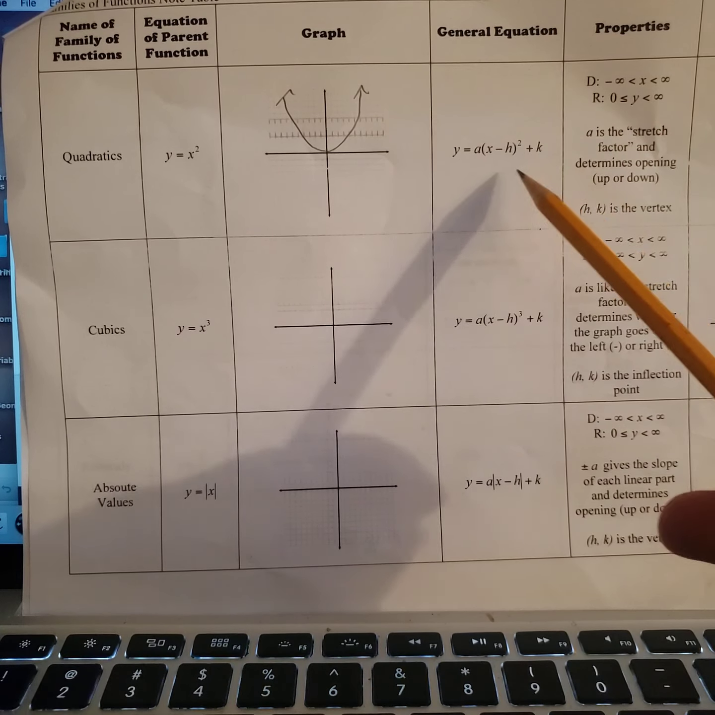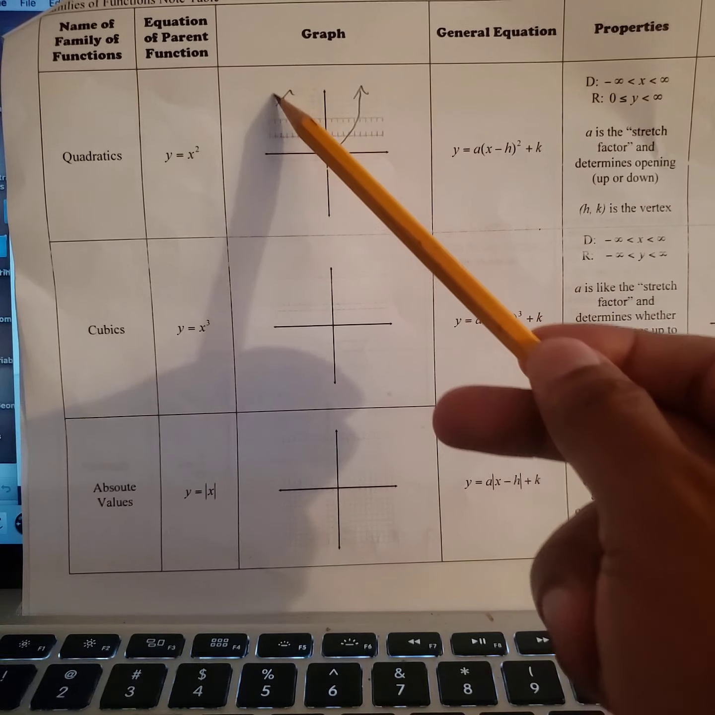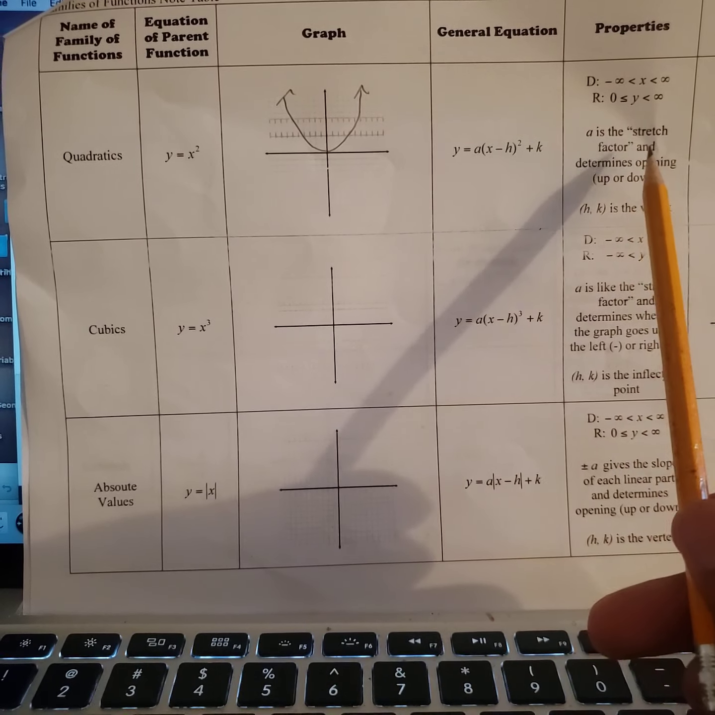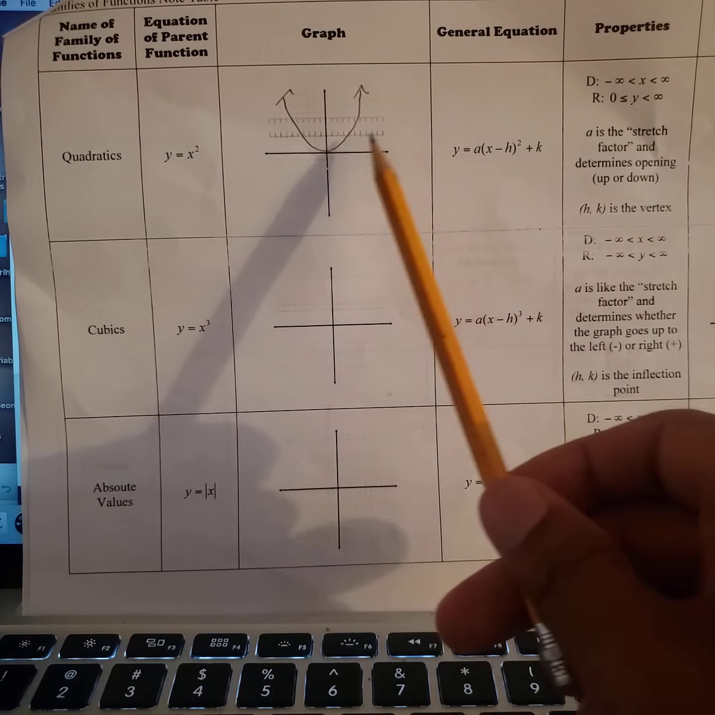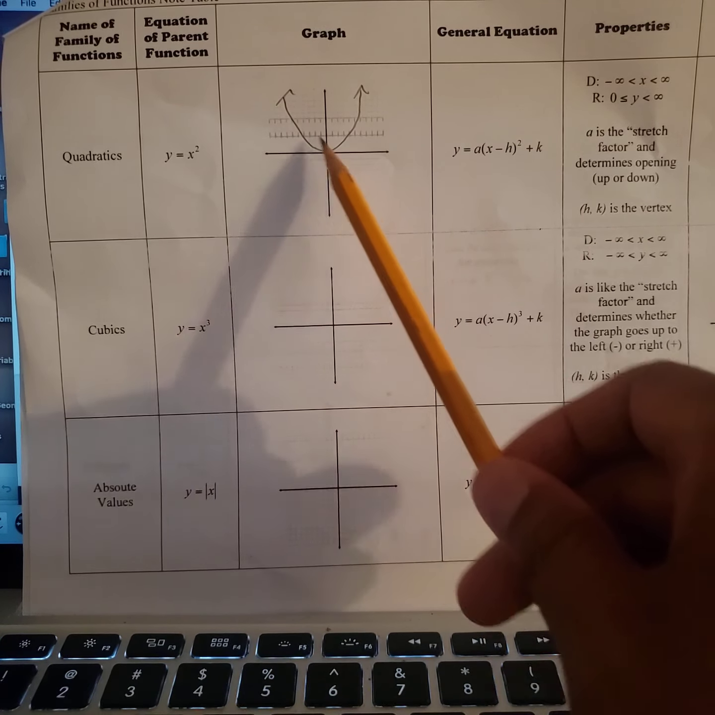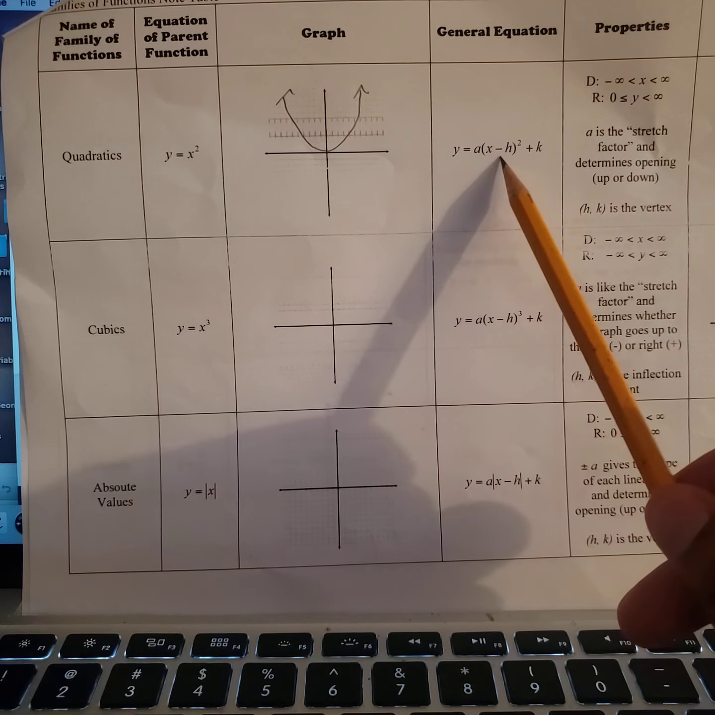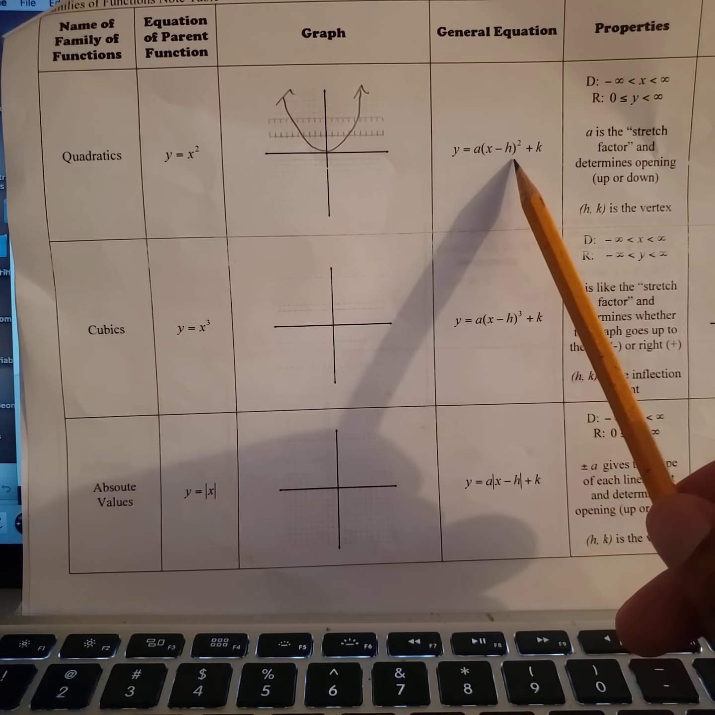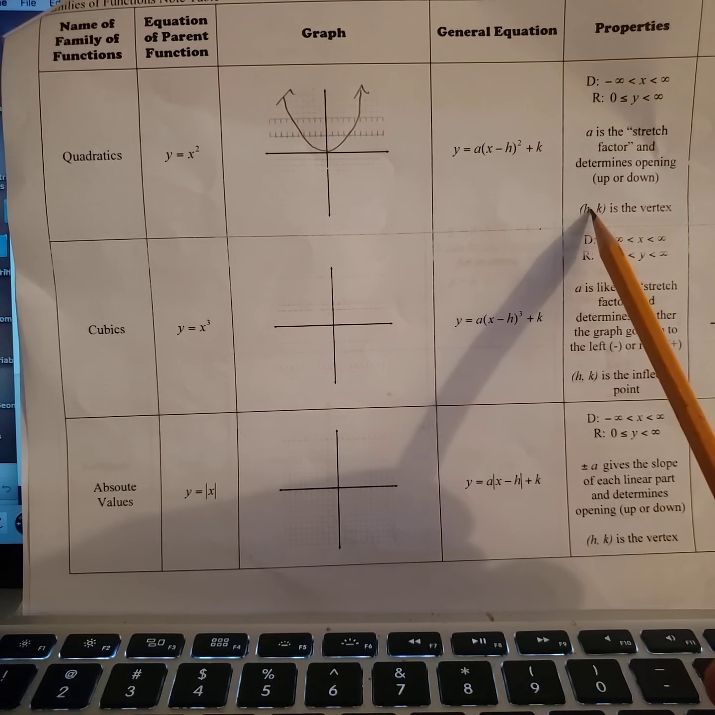Okay, so what A does is stretch it out, so it's either going to be really thin or really fat depending on A. We're going to look at an example of that, don't worry. If A is positive, it's going to go up. If A is negative, it's going to go down. And remember, (h, k) is our vertex, and it's always the opposite of what's in the parentheses, or you can set it equal to 0 and then solve for the x coordinate of the vertex.